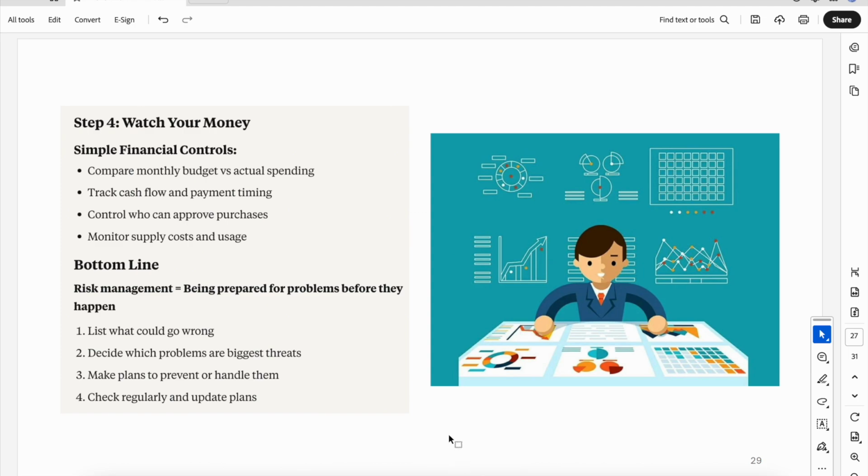Bottom line, risk management equals being prepared for problems before they happen. Follow these steps. List what could go wrong in your laboratory. Decide which problems are the biggest threats to operations. Make plans to prevent or handle them effectively. And check regularly and update plans as conditions change.